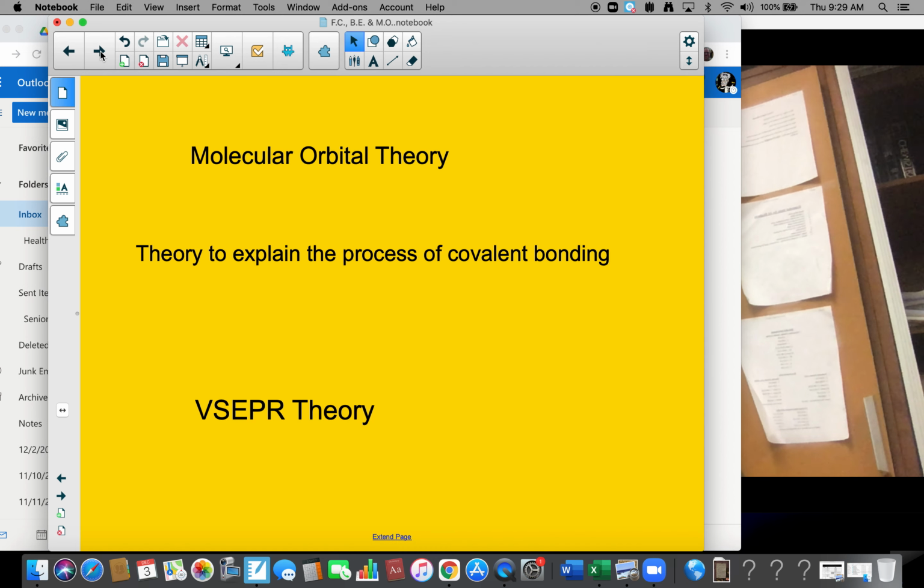Now, the last thing we'll look at is called molecular orbital theory. This is a different way to look at covalent bonding. We've been looking at what's called VSEPR, which stands for valence shell electron pair repulsion theory. That's what we've been looking at. Molecular orbital theory, or MO, is a different approach.